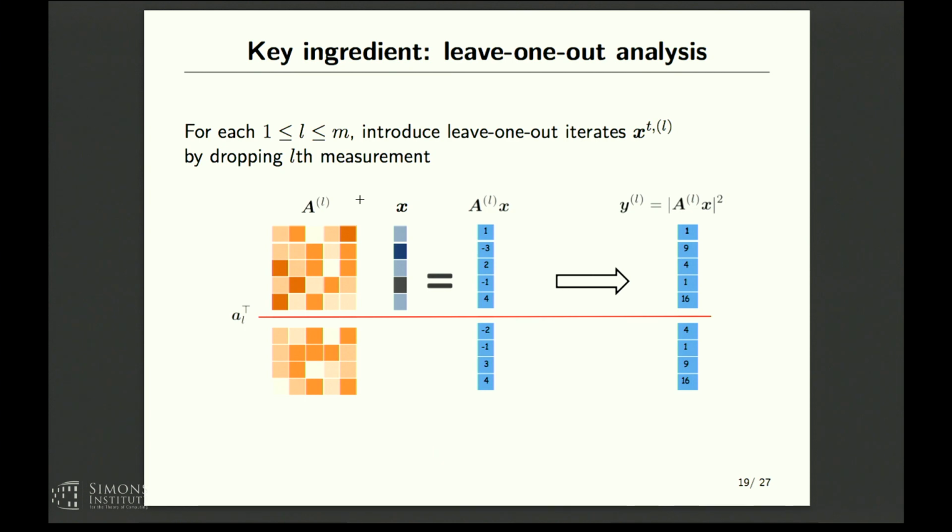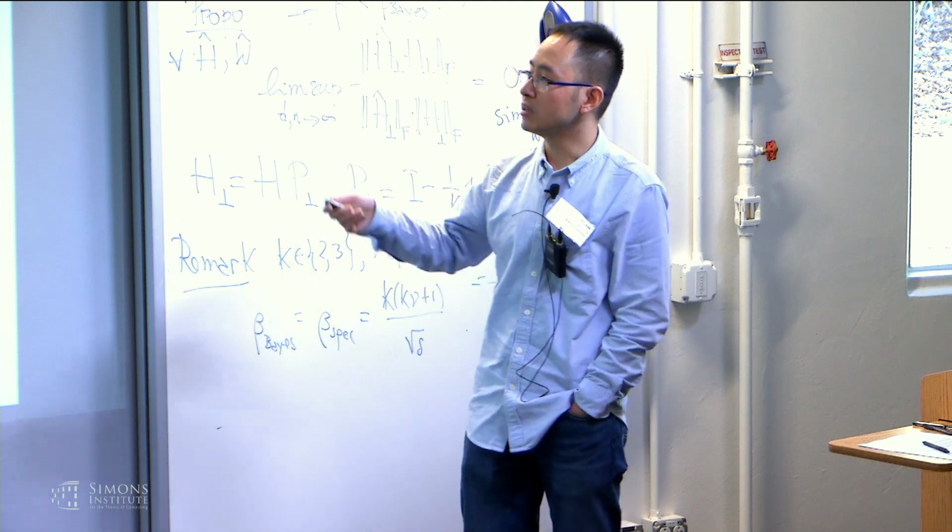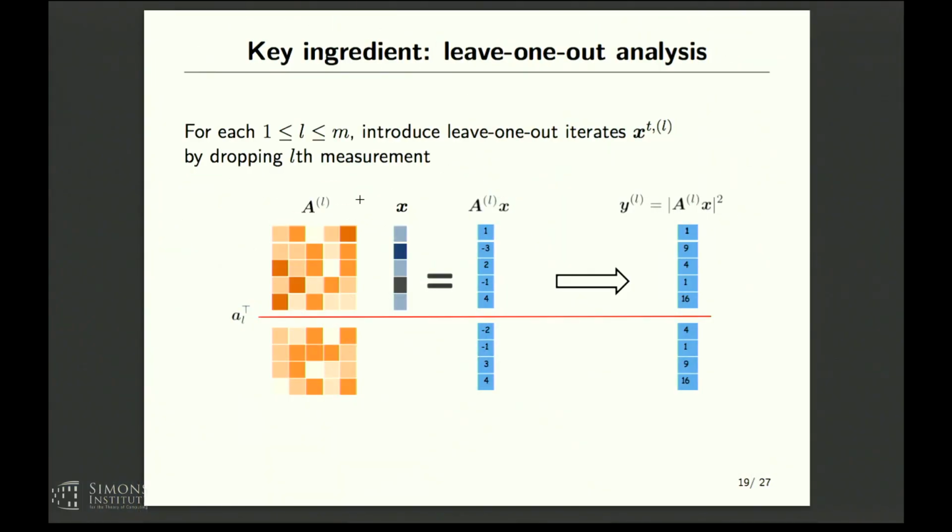Let me spend maybe 1 minute explaining the key idea behind showing all of this. Our goal is to say that the iterates will always stay incoherent with each of the sampling vectors. So this is sort of a point-wise L infinity norm bound. To do this, I'm going to introduce some auxiliary sequence, let's call it x^{t,l}. It is constructed by dropping out a single sample from all of the measurements we have. Suppose I drop the l-th measurement. I'm not going to use it, but I run the same algorithm on this new set of samples.